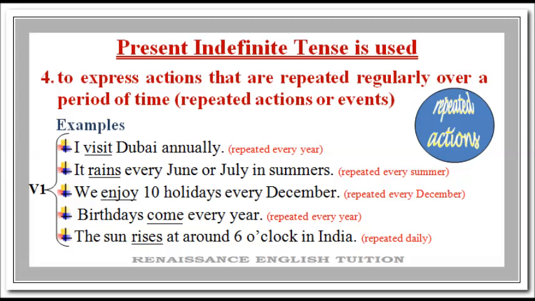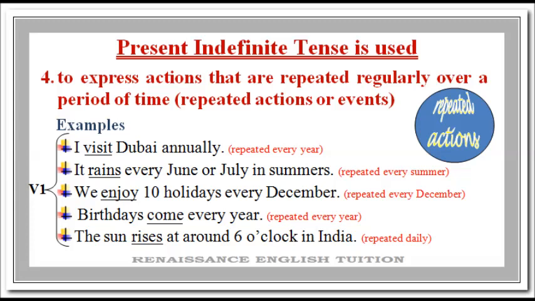Number 2. It rains every June or July in summers. This action of raining is repeated every summer. Number 3. We enjoy 10 holidays every December. It is also a repeated event. Number 4. Birthdays come every year. Birthdays also come every year. Number 5. The sun rises at around 6 o'clock in India. This too gets repeated regularly.